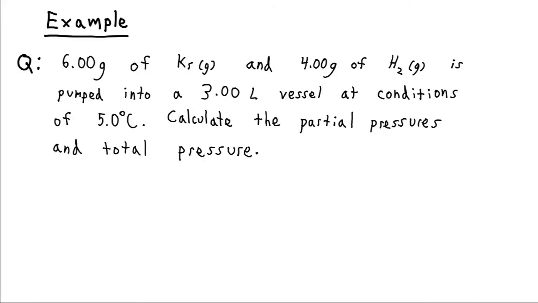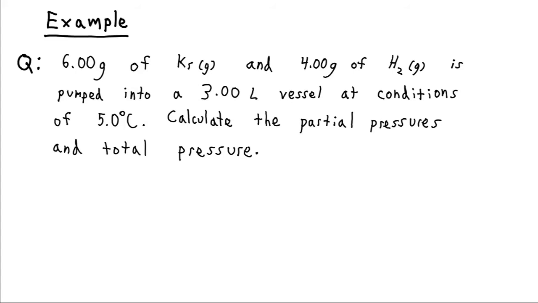As another example, let's say that we have injected a container, a 3-liter container. We have 6 grams of krypton gas and 4 grams of hydrogen gas. And this is all at 5 degrees Celsius. What are the pressures of the krypton and the hydrogen? What's the total pressure?